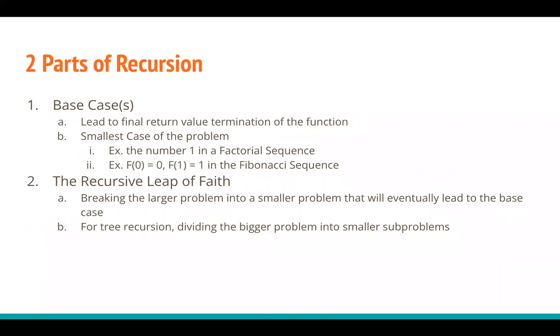So from the previous examples, let's take the example of the factorial sequence. Computing the factorial of 1 would be your base case, which should return 1. For the Fibonacci sequence, this would be the term at 0 or the term at 1. Your next part is the recursive leap of faith, or the recursive case. This involves breaking the larger problem into a smaller problem that will eventually lead you to the base case.